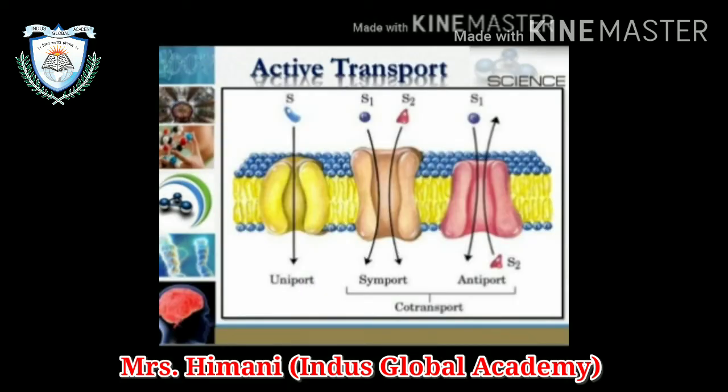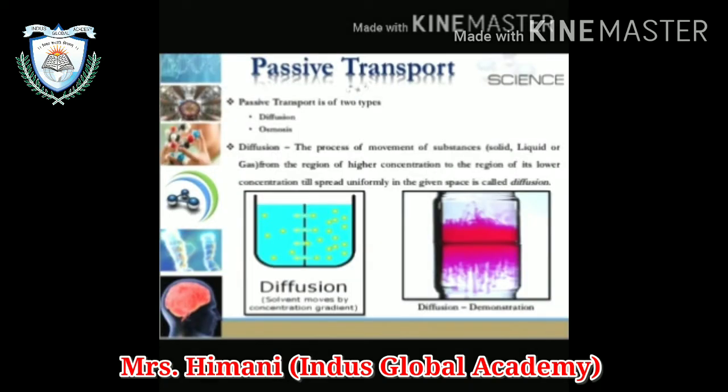Now there are three types of active transport: uniport, symport and antiport. Symport and antiport are the co-transports. These are the channels. You can see in the uniport only one substance will enter the cell at a time. In the symport, two substances are coming into the cell at the same time. But in the antiport, both substances are moving in opposite directions at the same time. These are the co-transports.